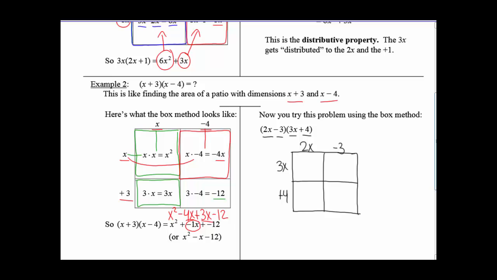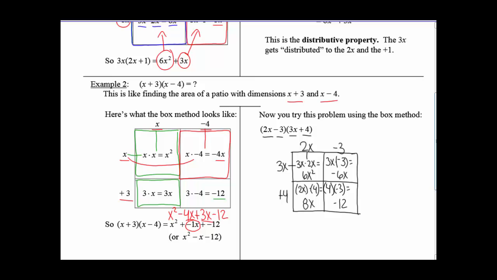So now to get the area of this first box, I'm going to multiply my 3x times my 2x to get an area of 6x squared. Then I'm just going to follow the same steps for my last three boxes. So for the second one, I'm going to have 3x times negative 3, which gets me negative 6x. For the next box, I'm going to have 2x times 4, which gets me 8x. And for my last box, I'm going to take 4 times negative 3, which will get me negative 12.